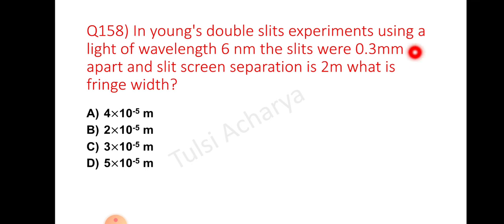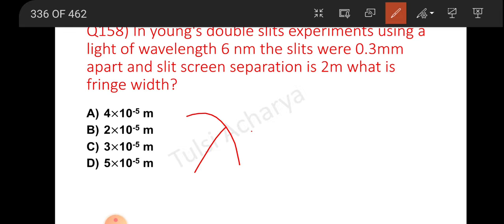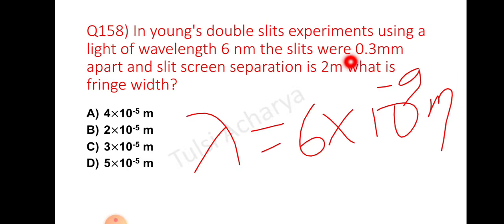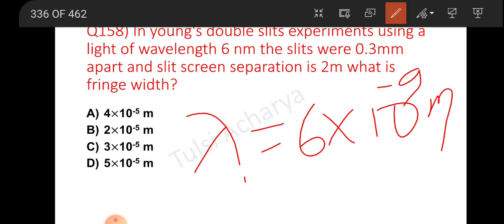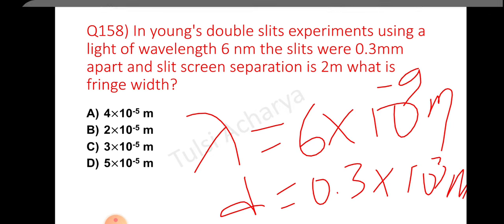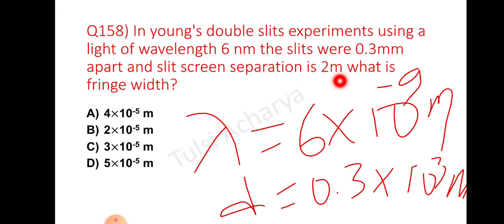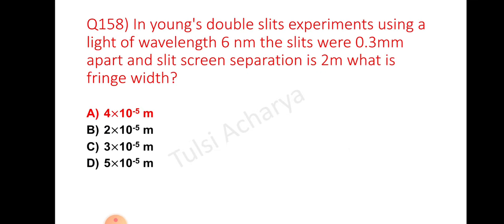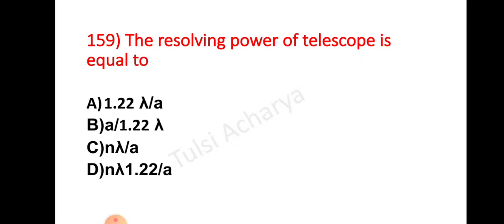In Young's double slit experiment using a light of wavelength 6 nanometer, this lambda is 6 into 10 to the power minus 9 meter. Nano means this. And slits were 0.3 millimeter apart. This is slit separation small d. Small d is 0.3 millimeter, means 10 to the power minus 3 meter. And this is slit screen separation, that is capital D. Now we know our formula, lambda small d divided by capital D, and our answer will be 4 into 10 to the power minus 5 meter. That is option choice A. Now let's move to question number 159.